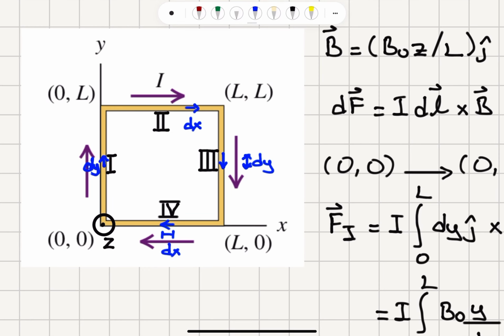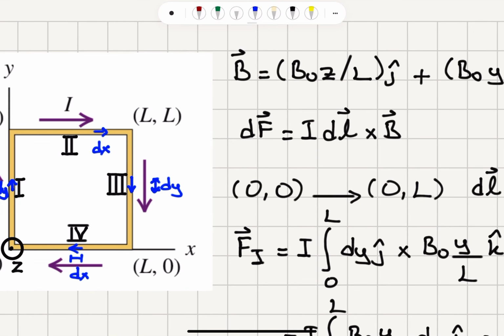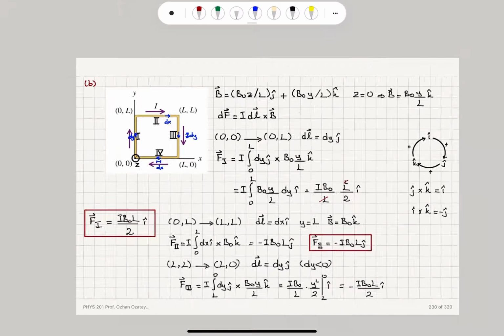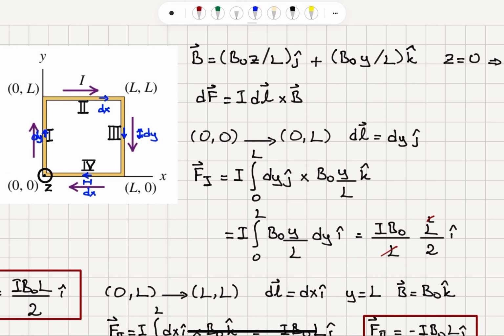Well, for the first segment, the dl vector is dy j hat. For the second segment, dx i hat. Third segment, dy j hat, and dy is negative because y is coming down. And here it's dx i hat. dx is negative because x is decreasing. So for the fourth segment here, we see that y is equal to 0, and this is on the xy plane, so z is equal to 0, y is equal to 0. On this fourth segment, the magnetic field is 0. There is no force. The force on the first segment is calculated by I dl cross B.